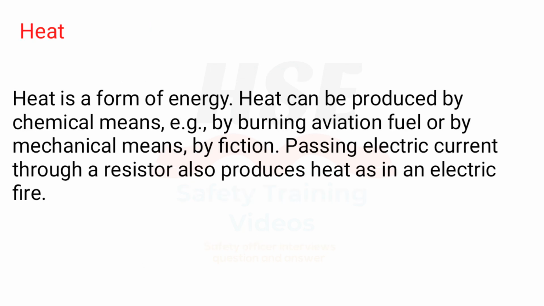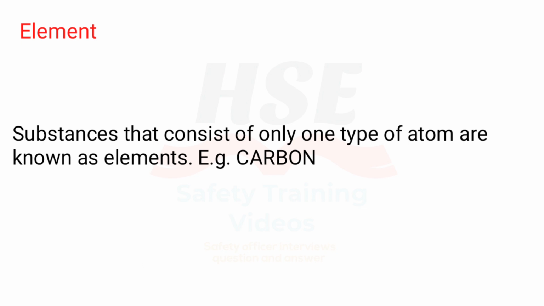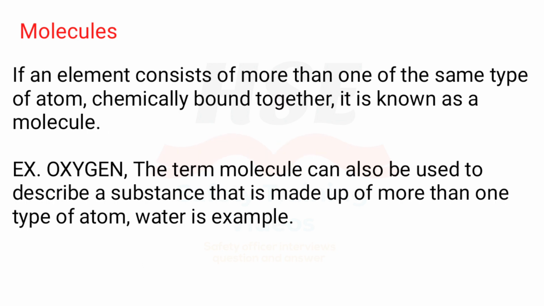Heat. Heat is a form of energy. Heat can be produced by chemical means, for example, by burning aviation fuel, or by mechanical means, by friction. Passing electric current through a resistor also produces heat, as in an electric fire. Element. Substances that consist of only one type of atom are known as elements. For example, carbon. Molecules. If an element consists of more than one of the same type of atom, chemically bound together, it is known as a molecule.